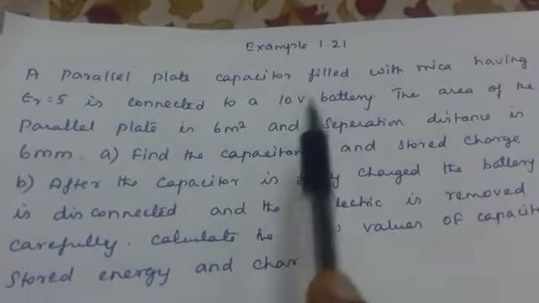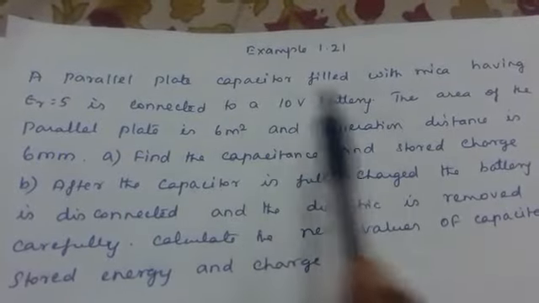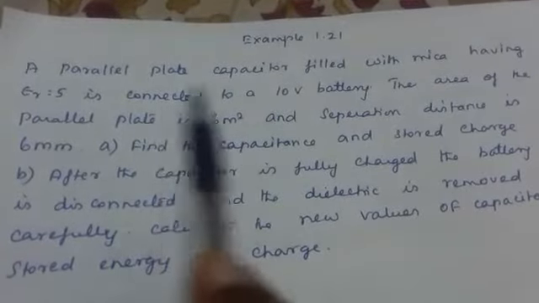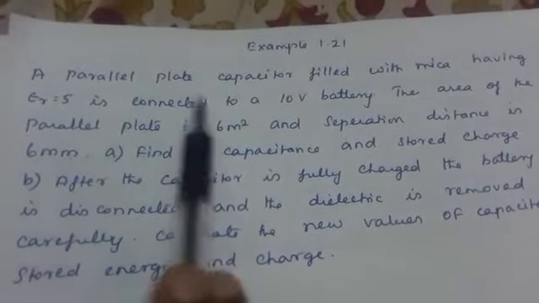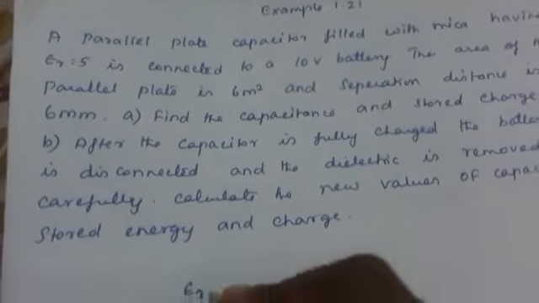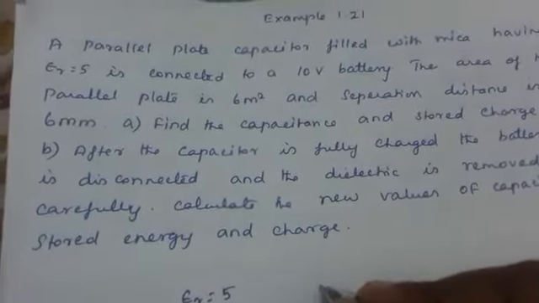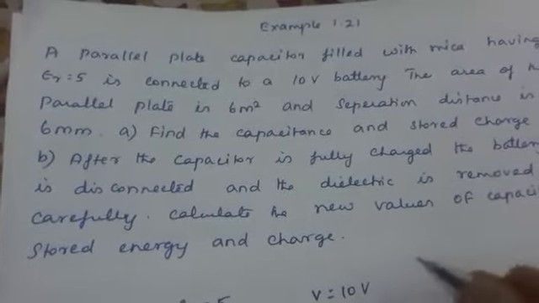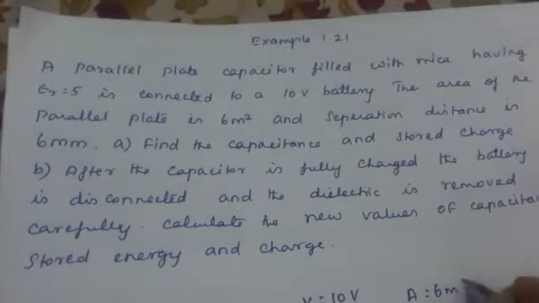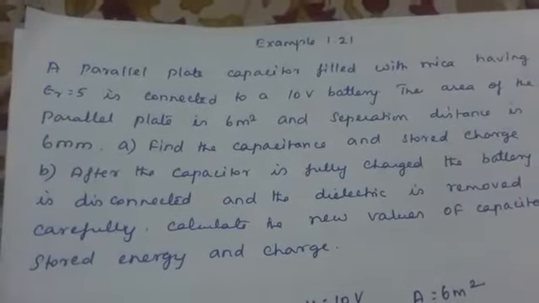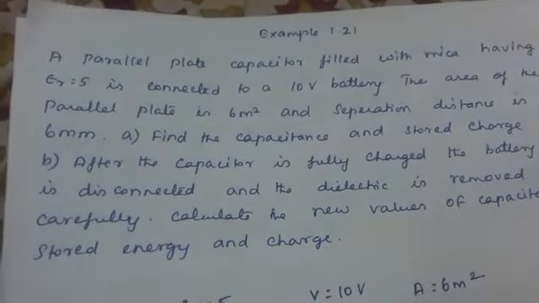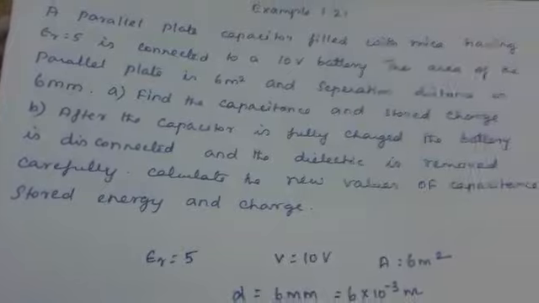Now, what is given in the problem is the parallel plate capacitor is filled with a dielectric called mica, which is having an epsilon R value of 5, and it is connected to a battery of 10 volt. So epsilon R is equal to 5 and the voltage here is 10 volt. The area of the parallel plate is given as 6 meters square, and the distance of separation is given as 6 millimeter, so it is 6 into 10 raised to minus 3 meter. So this is what is given.